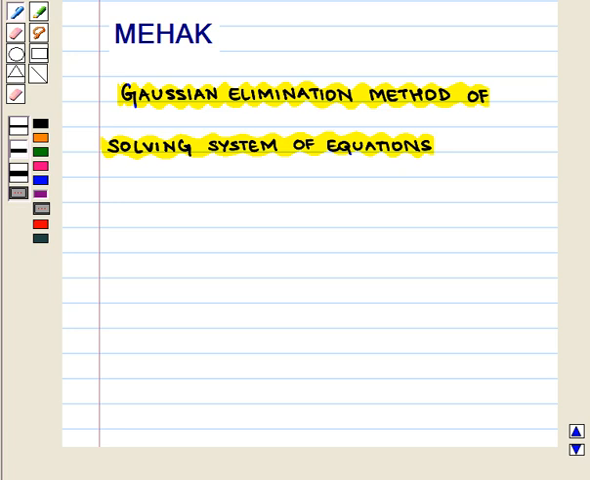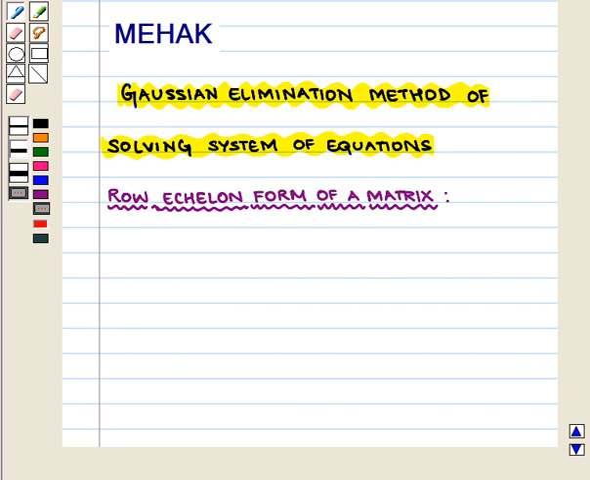In this session, we are going to discuss how to solve a system of equations using the Gaussian elimination method. Before we start with the Gaussian elimination method, let us discuss the row echelon form of a matrix and the augmented matrix.